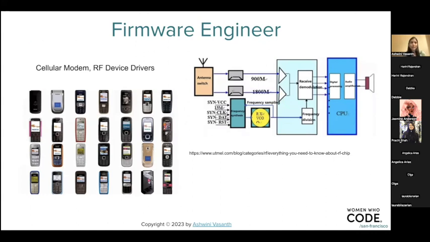To give you an example of what a firmware engineer does, it's writing a cellular modem or an RF device driver. Like I mentioned, I've done this in the past at Nokia. So that's why you see a bunch of Nokia phones that many of you may not even recognize, might be too young to recognize. But writing logic that makes it possible for you to make a phone call, right? Or an actual call to somebody requires being able to control the hardware circuitry.